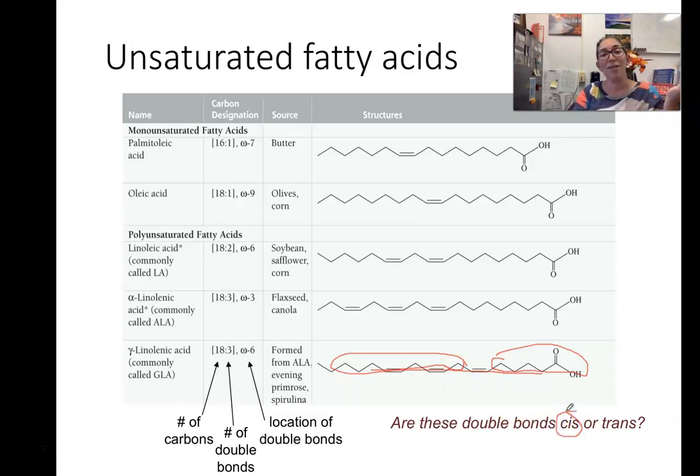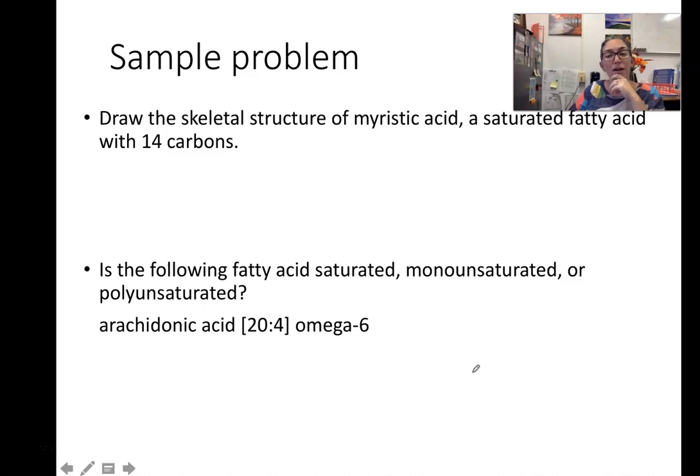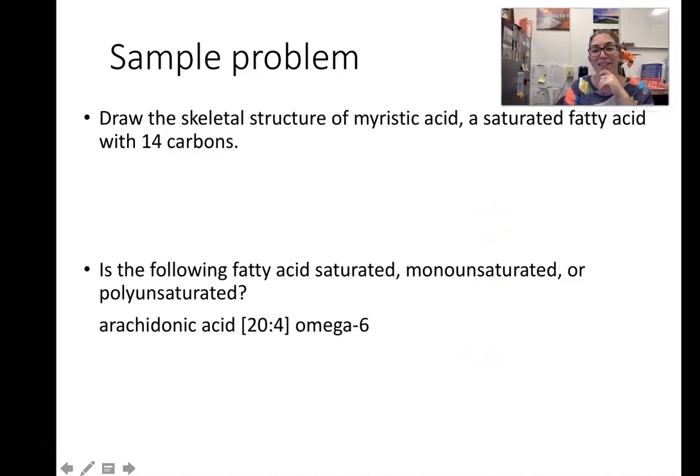As it turns out, in nature, when enzymes generate unsaturated fatty acids, they naturally generate and favor the cis bond. I'll come back to that in a second. So let's do the sample problem first. Draw the skeletal structure of myristic acid, a saturated fatty acid with 14 carbons. So we just want to draw a chain of 14 carbons.